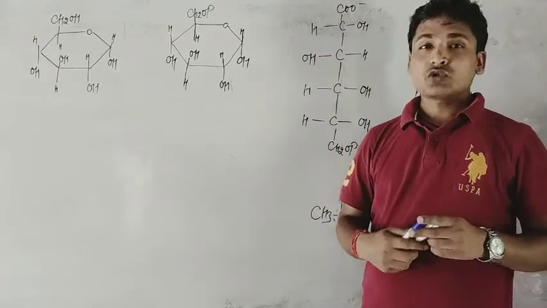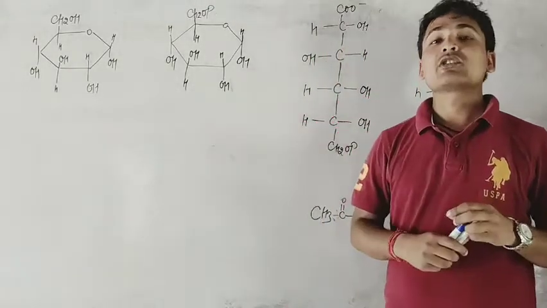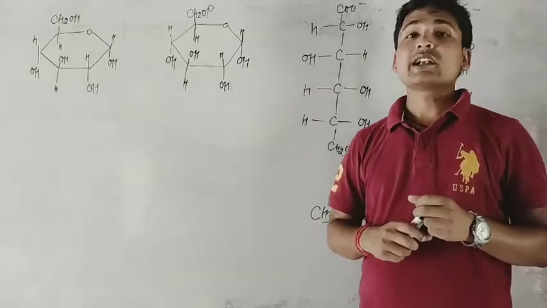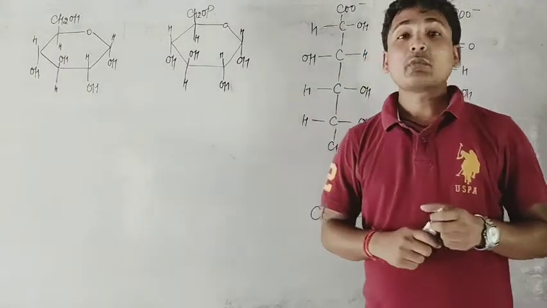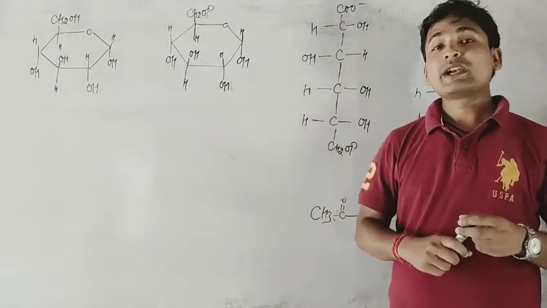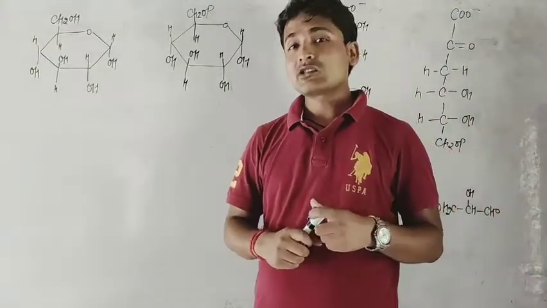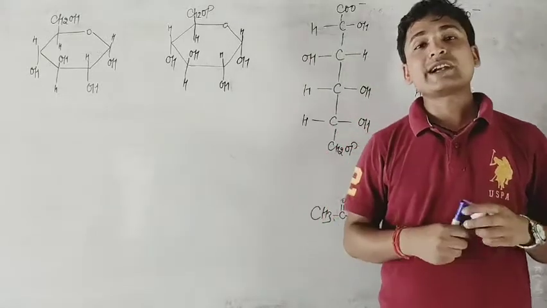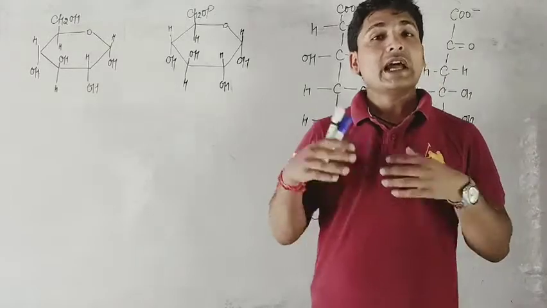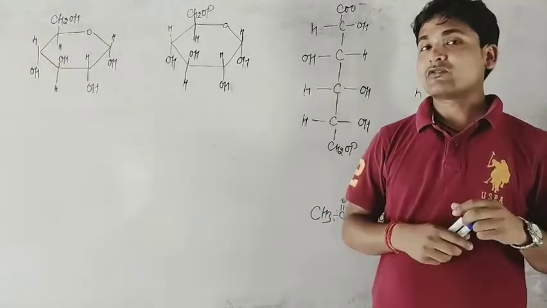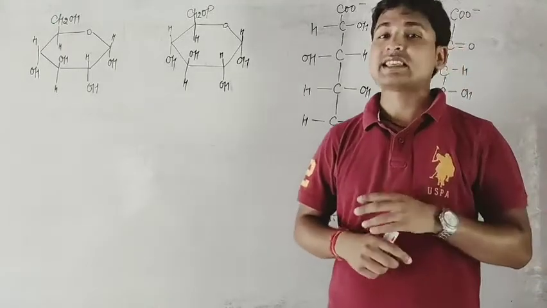Today we will discuss the Entner-Doudoroff pathway. The Entner-Doudoroff pathway is an alternative pyruvate synthetic pathway. You know that glycolysis is also a pyruvate synthetic pathway. If you differentiate between glycolysis and the Entner-Doudoroff pathway, you can differentiate on the basis of two basic things.